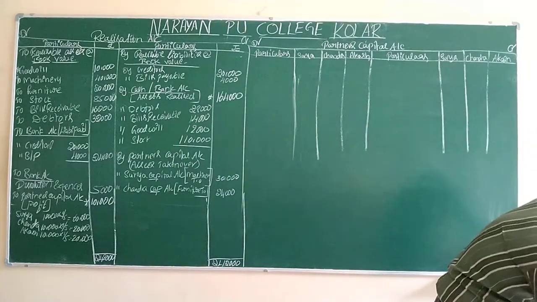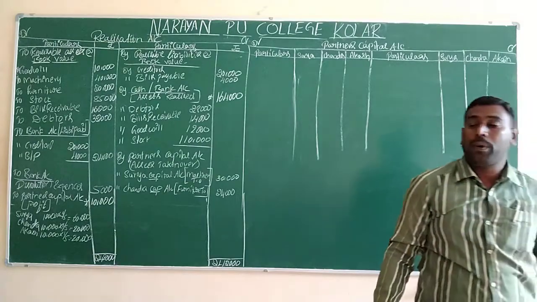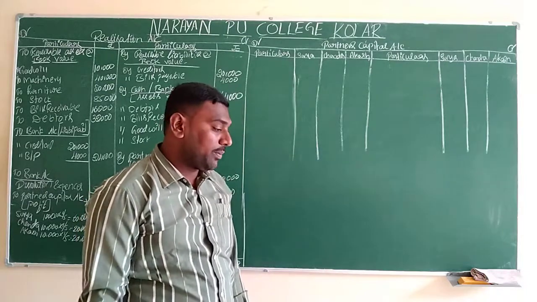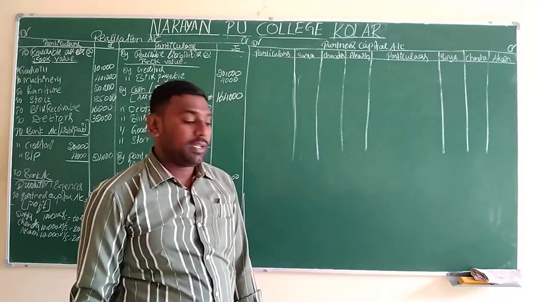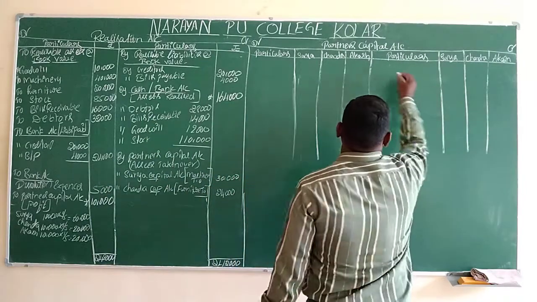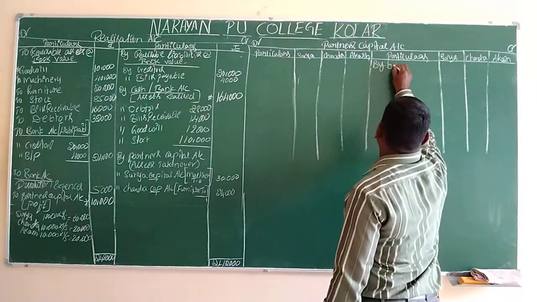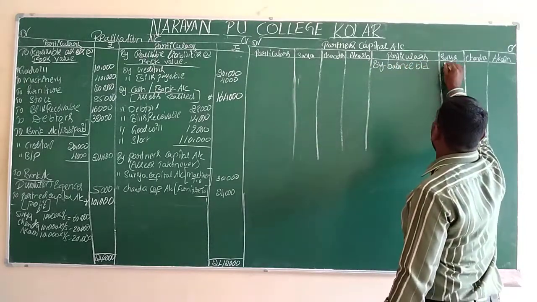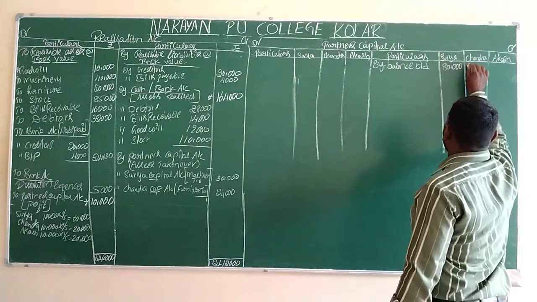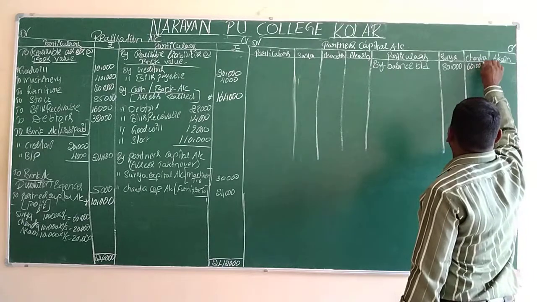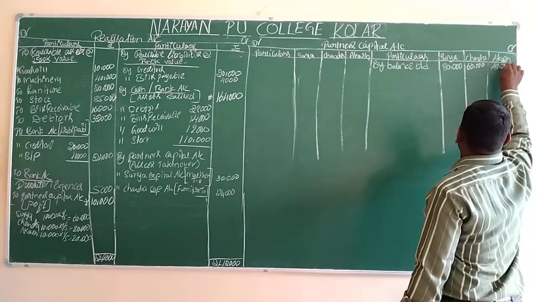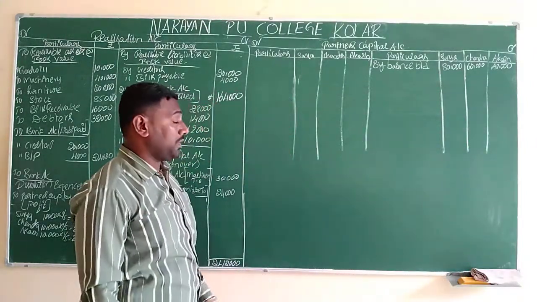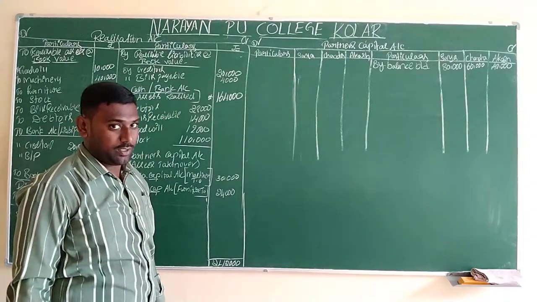For this account, first we have to transfer the opening balances. Where is the opening balance available? Opening balance is always available in the previous balance sheet. So we will write by balance brought down. First partner 80,000, second partner 60,000, third partner 40,000 rupees as the capitals.